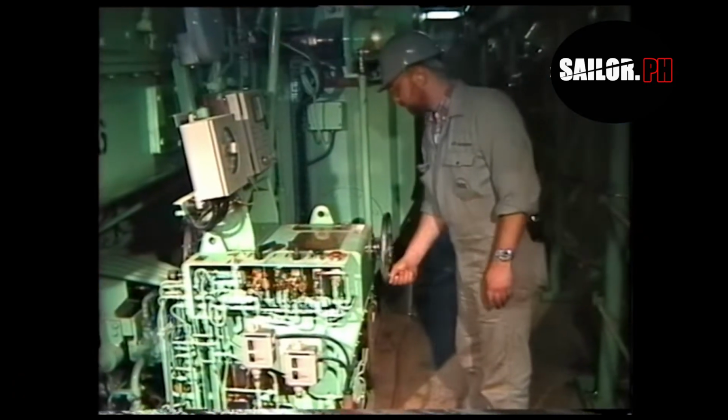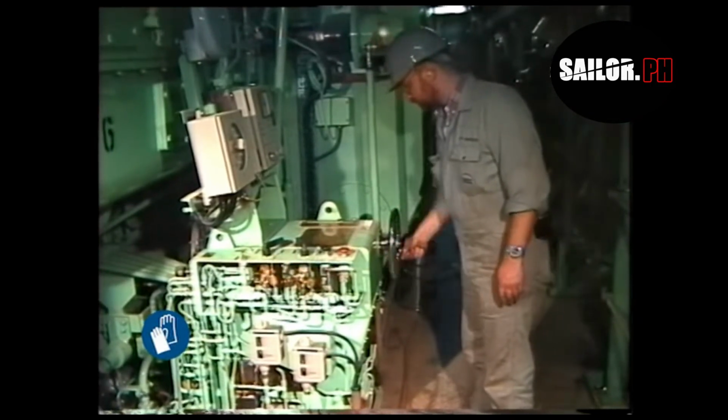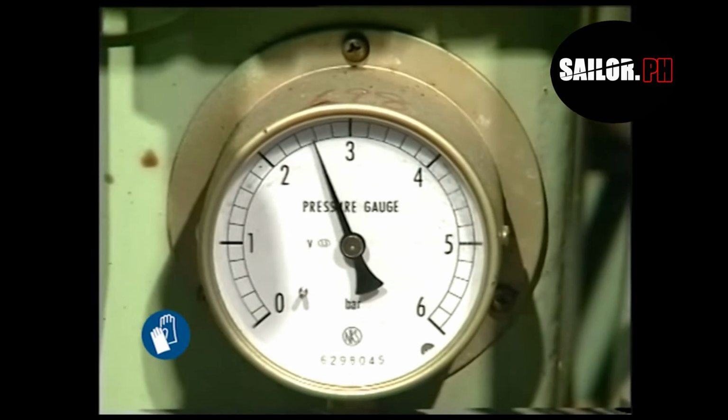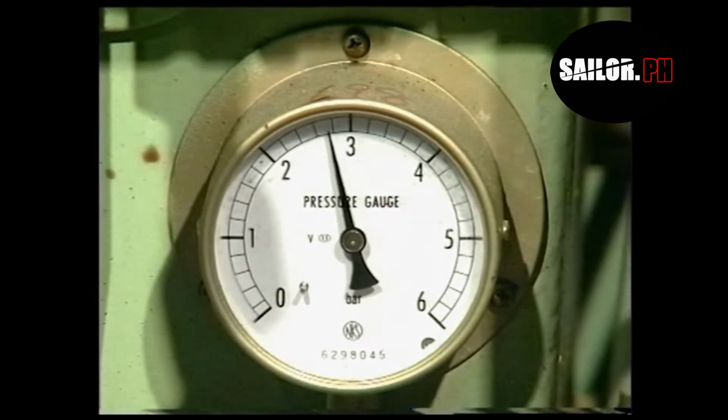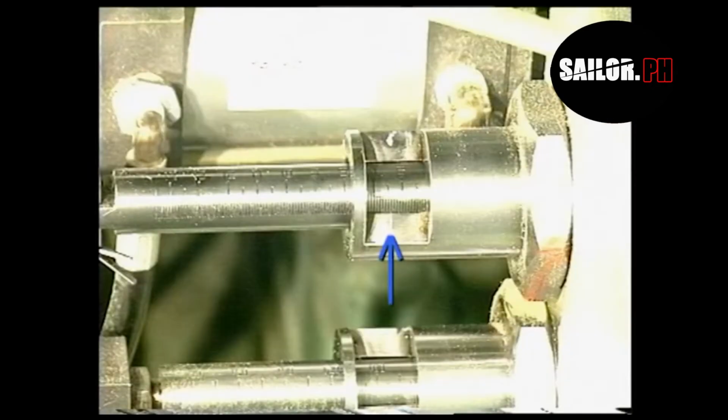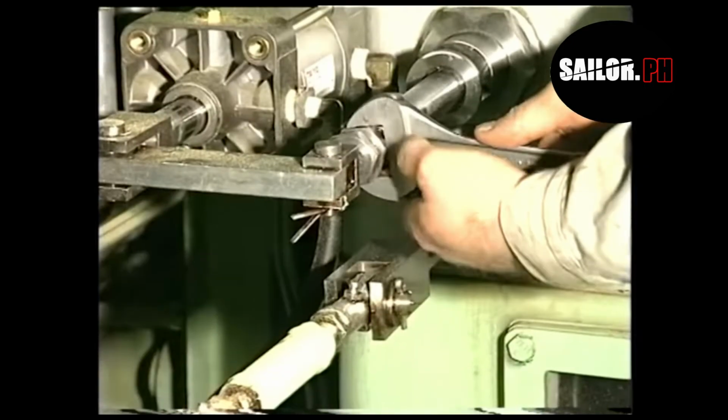Turn the regulating hand wheel until the pressure on the pressure gauge reads 2.75 bar. The VIT rack must be adjusted so that the middle index of the VIT rack can be read when a control air pressure of 2.75 bar is applied. If the actual VIT index does not correspond to the middle index, adjust the link until it does.